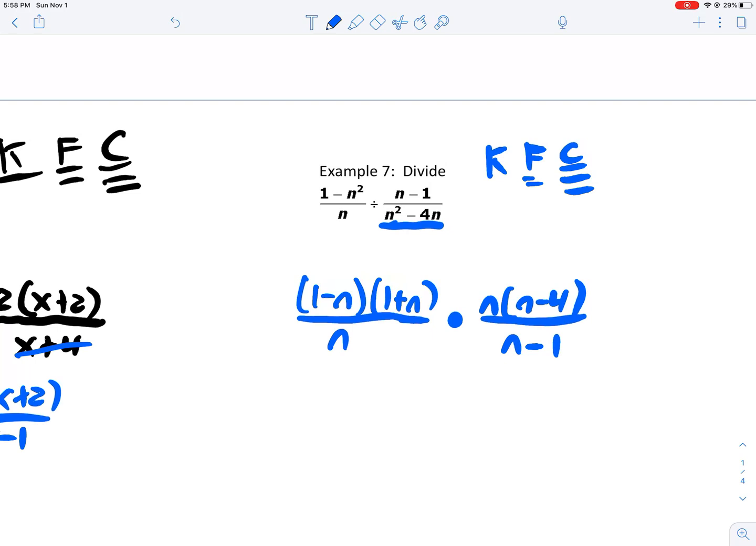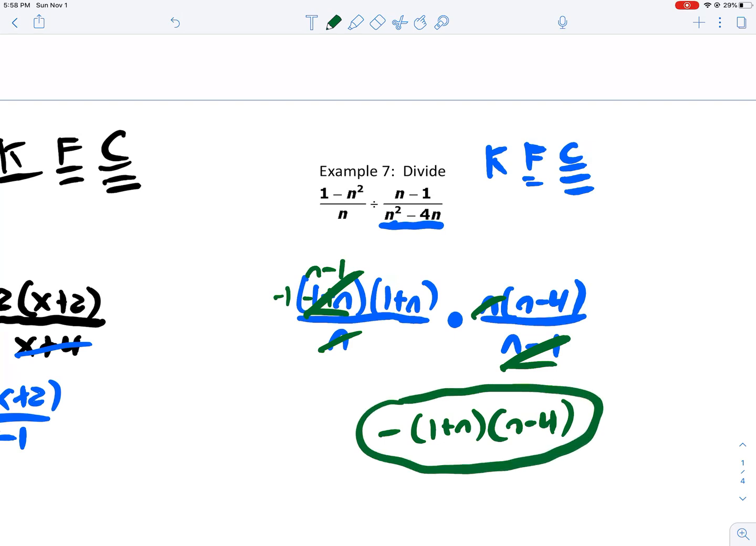Okay, so now I do see that I can reduce the n's. Now n minus 1 and 1 minus n are very similar to each other. So if instead of taking a positive 1, I factor out a negative, that would flip those, change their signs. So now this becomes n minus 1. Oh, look at that. Now they're the same. So you have negative 1 plus n times n minus 4 all over 1. So I can just leave it like this.